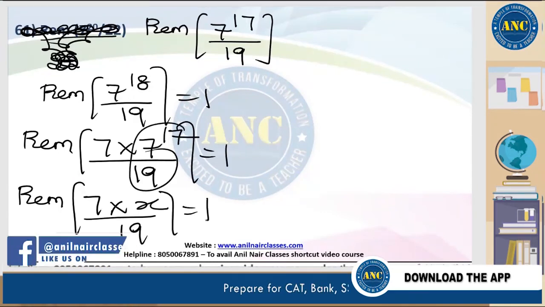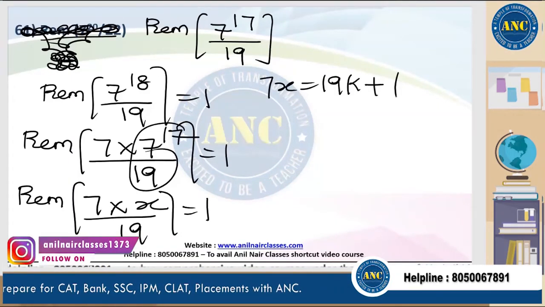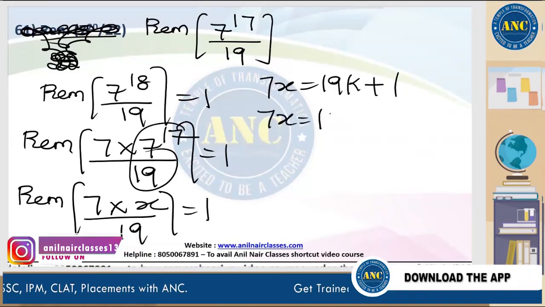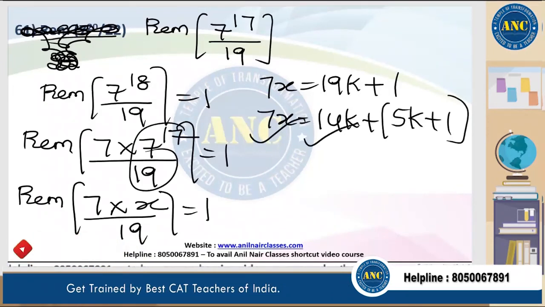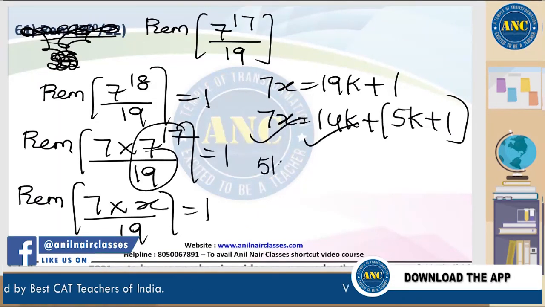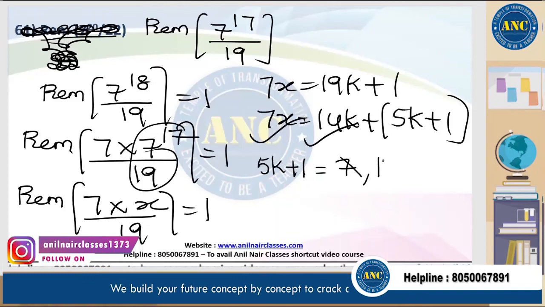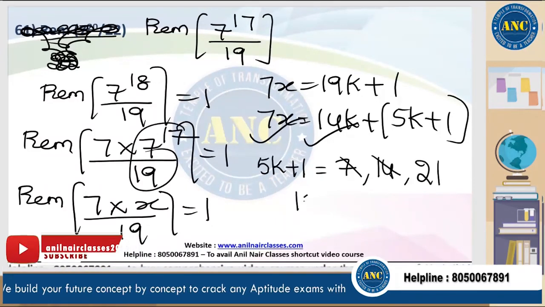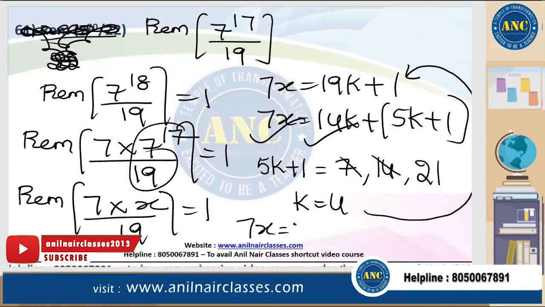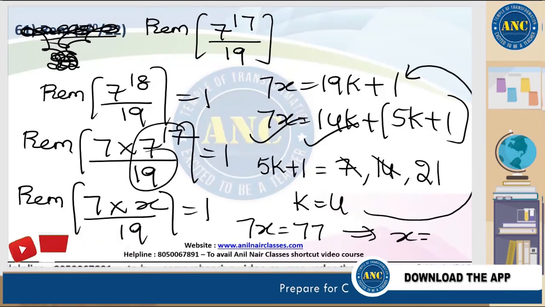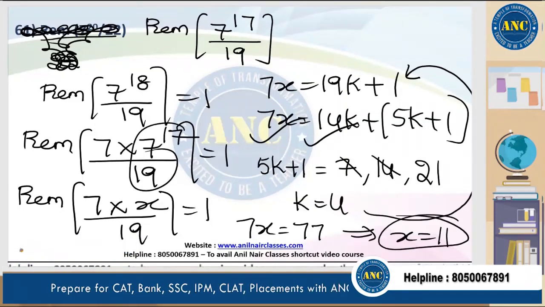When divided by 19 the remainder is 1. So 7x is nothing but 19k plus 1. So 7x is 14k plus 5k plus 1. Divisible by 7, so 5k plus 1 should be divisible by 7. K should be an integer. K will be a fraction if I take 7, and fraction for 21. K value is 4. If k is 4, 7x is 77. X value is 11. I hope the idea is clear.